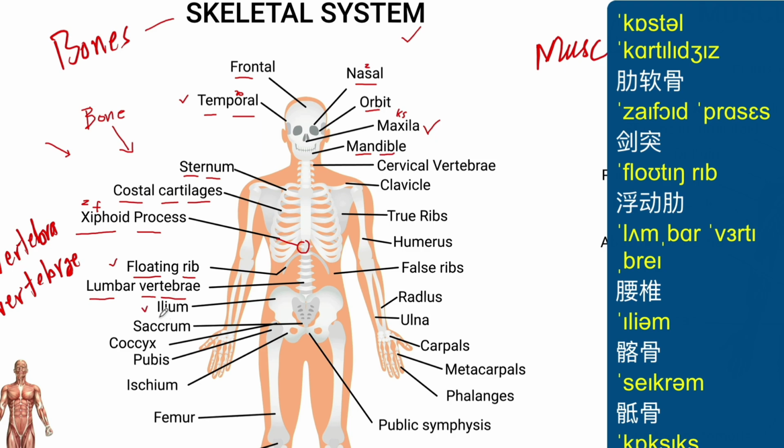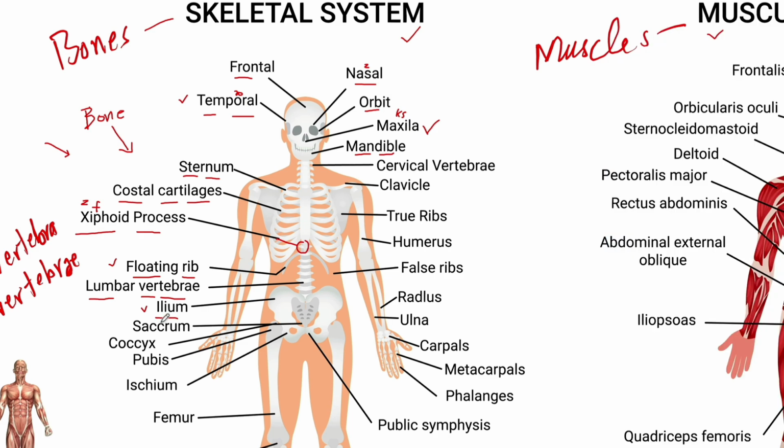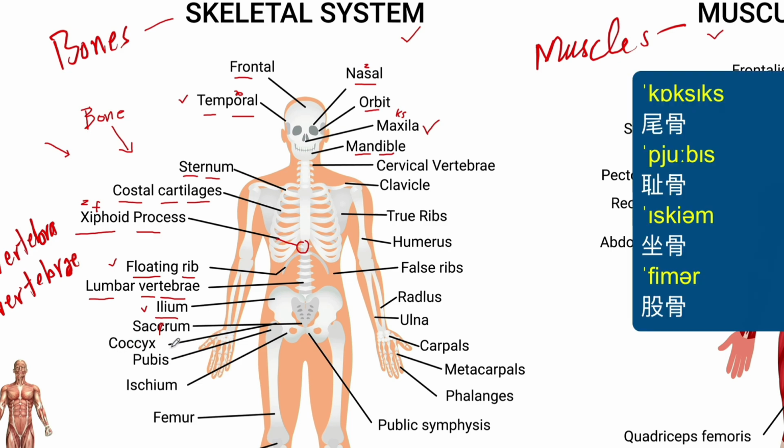And this bone we call it ilium, alright? Ilium. So here we have sacrum. So there is one C extra, we're gonna cut one C. So we have S-A-C-R-U-M, sacrum, alright? And then also we have the coccyx. This is the sacrum and this is the coccyx. Coccyx, alright? And also we have the pubis. This area we call it pubis, alright?